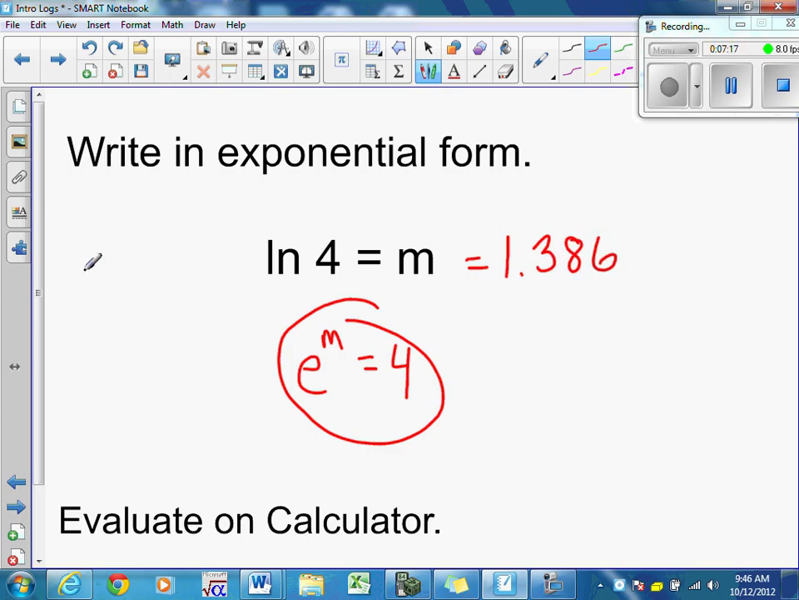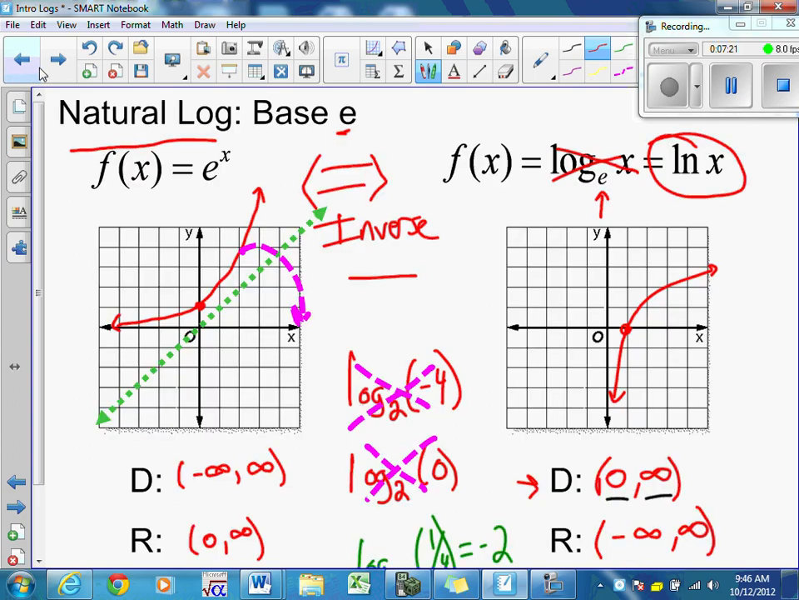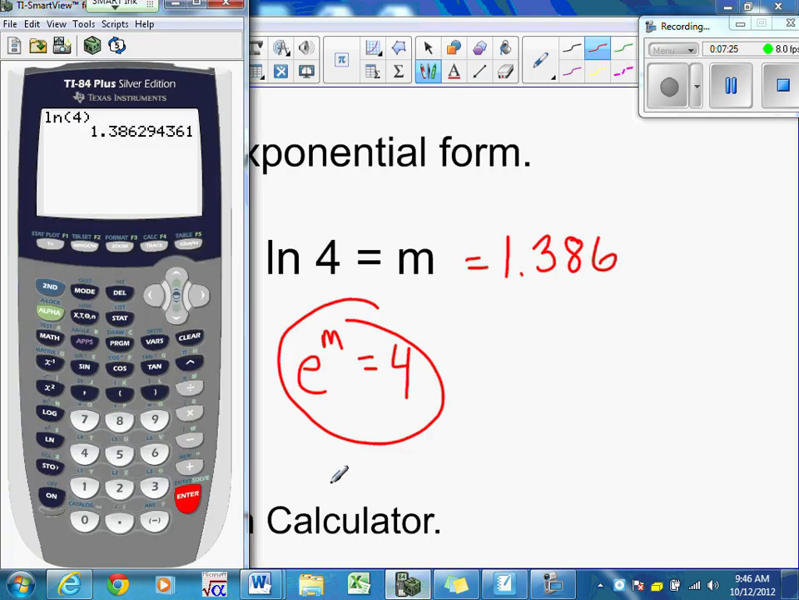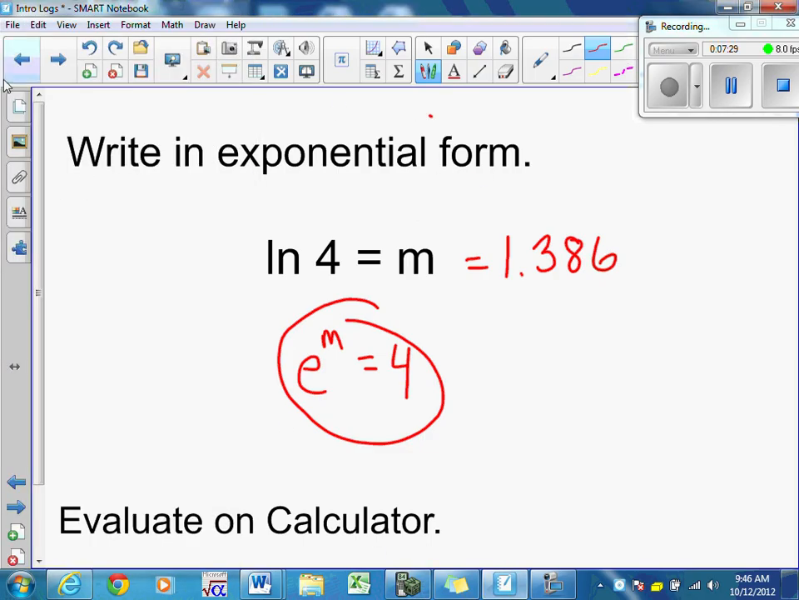Okay. So that is natural log. It's base e. Built into our calculator. So this is one we can always do on our calculator. We don't have to try to do it in our head.